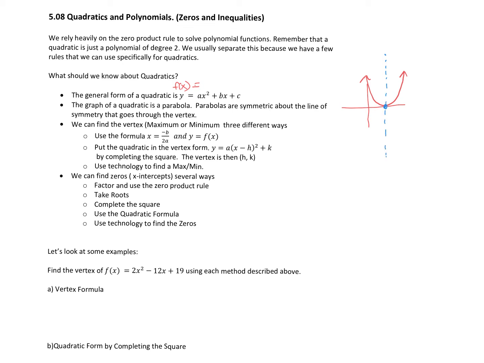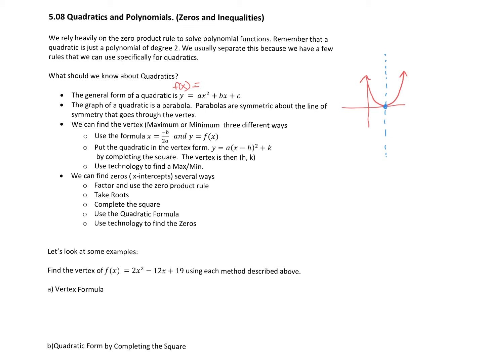We can find the vertex several different ways. We can use the formula x equals negative b over 2a, and then find the function value at that negative b over 2a. We can put the quadratic in vertex form, which is y equals a times x minus h squared plus k, by completing the square, and then the vertex is just the h, k that we have. Or we could use technology.